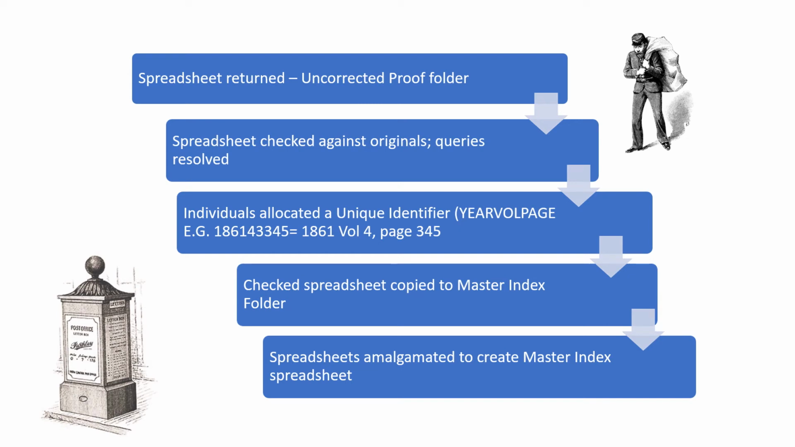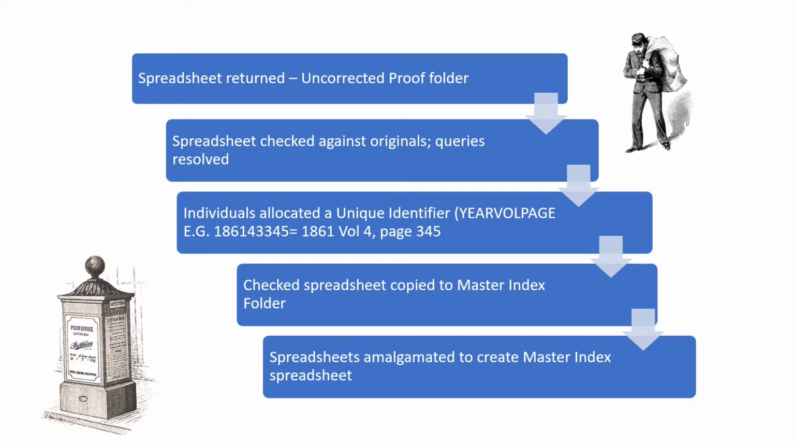I wanted to just run through how the transcriptions you're doing fit into our workflow and what happens to them once you send them back to me. So once they're returned, I put them into a folder which is called uncorrected proofs. And when I have some time, I go through each spreadsheet, checking against the originals and resolving any queries, any misspellings and so on. And once everything's been checked off, we give each individual a unique identifier.